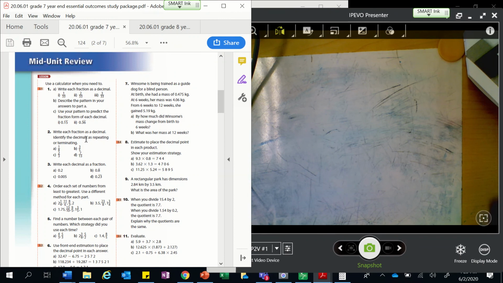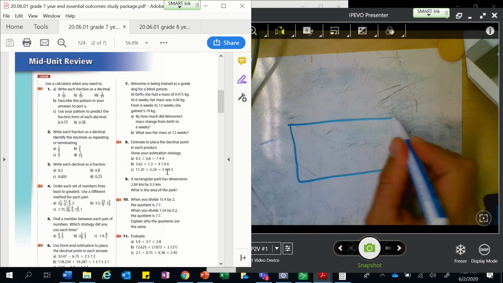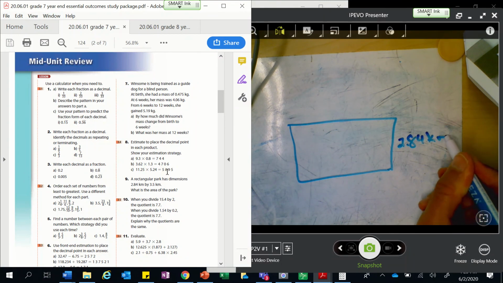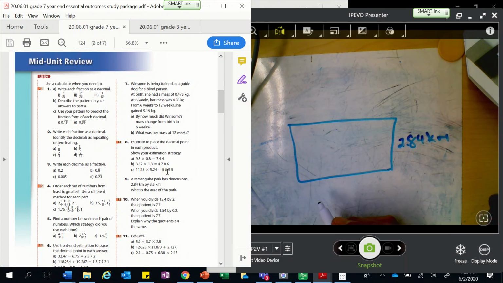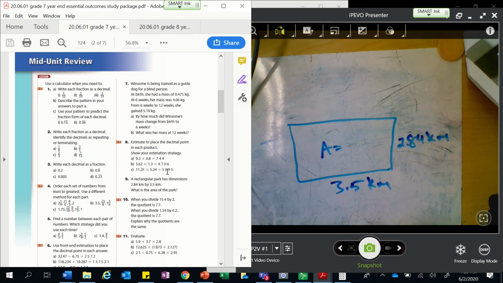All right, let's fast forward to number 9. A rectangular park has dimensions. So what this means is we have a park that is a rectangle. The dimensions are 2.84 kilometers. And where's the other one? I lost my place. 3.5 kilometers. What is the area? I think you know how to do this. And if you're not sure, come on into study hall.